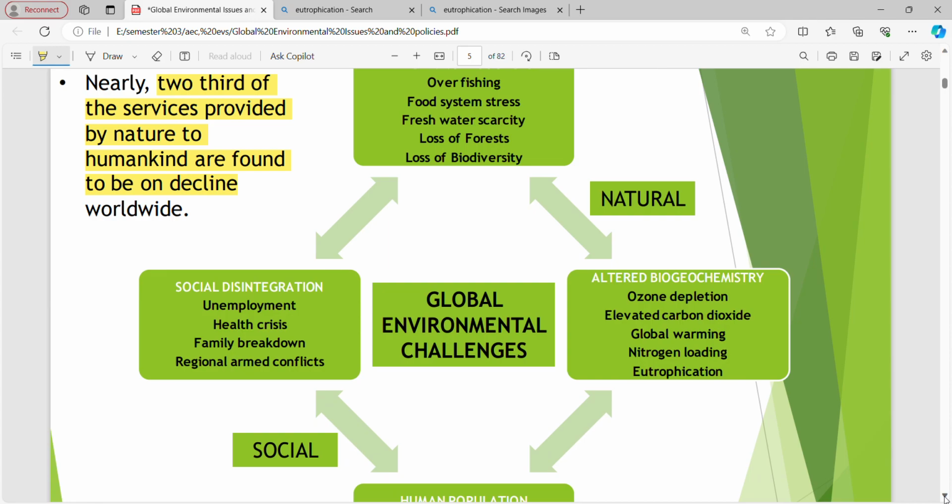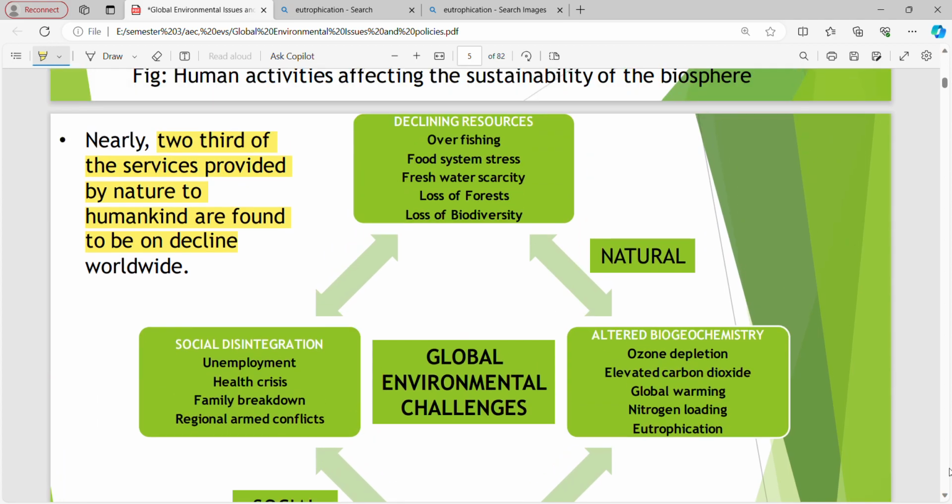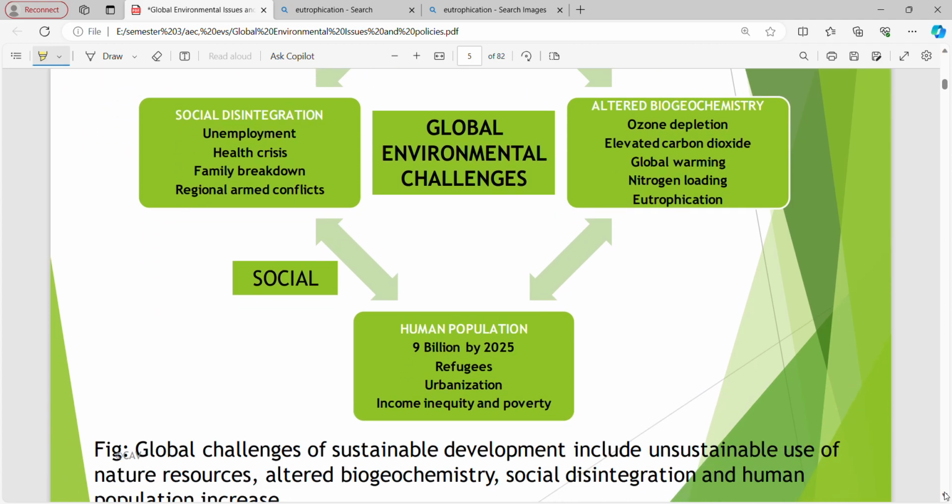Then social disintegration. All these, the first thing, declining resources, will lead to social disintegration. In what forms? Unemployment, health crisis, family breakdown, regional armed conflicts. You know, conflicts over river water, no? Kaveri river's water between the states Karnataka and Tamil Nadu.